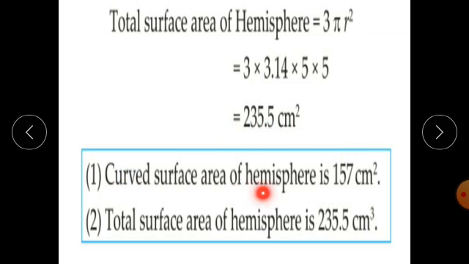So curved surface area of hemisphere is 157 centimeter square and total surface area of hemisphere is 235.5 centimeter square.